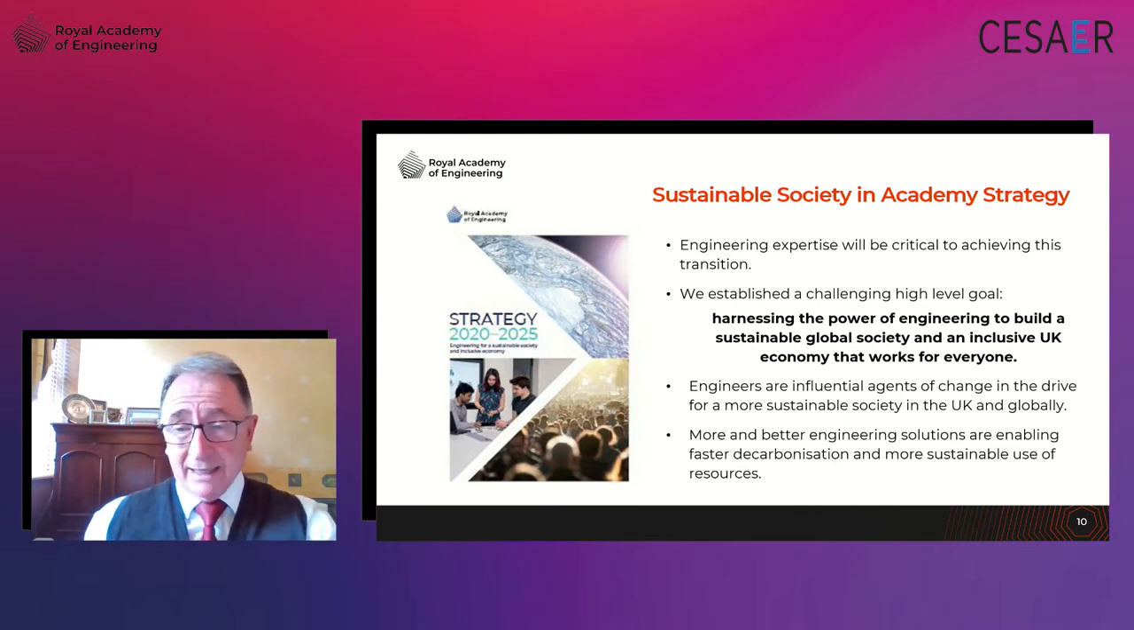The key here is that engineering expertise will be fundamental to designing the future and achieving this transition. And my role as president of the Royal Academy of Engineering has helped us launch the new strategy last year, which is about harnessing the power of engineering to build a sustainable global society, an inclusive economy that works for everyone. We're effective agents for change in the engineering and technology community, and of course, working with our colleagues in broader disciplines, and CESAER is a great example of that. But we need to drive decarbonisation at pace.